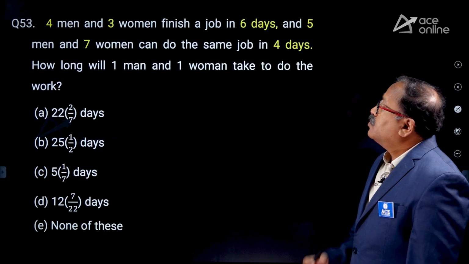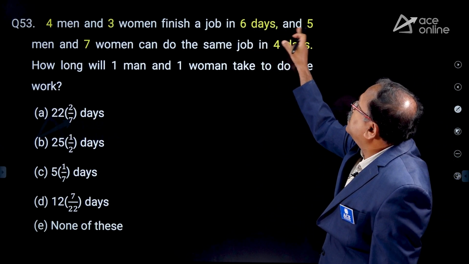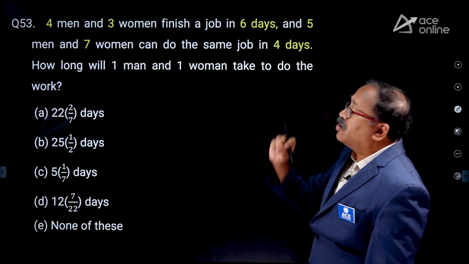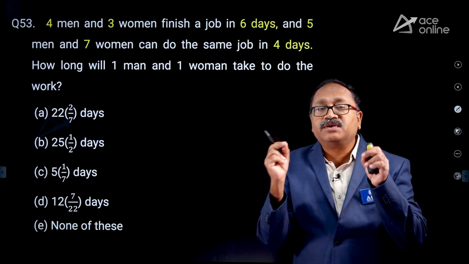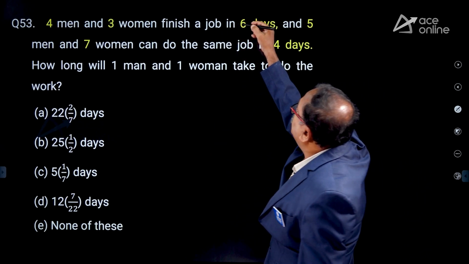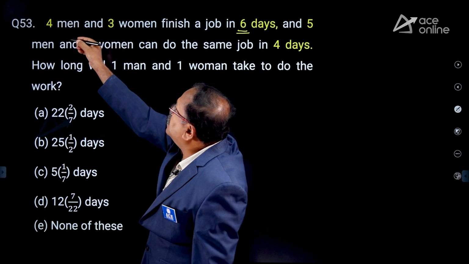What is this question? 4 men and 3 women can finish a job in 6 days, and 5 men and 7 women can finish the same job in 4 days. By using this statement, I will get the efficiency ratio of men and women. Let's do that from here itself. So here it is 6 days. This group can complete the work in 6 days.